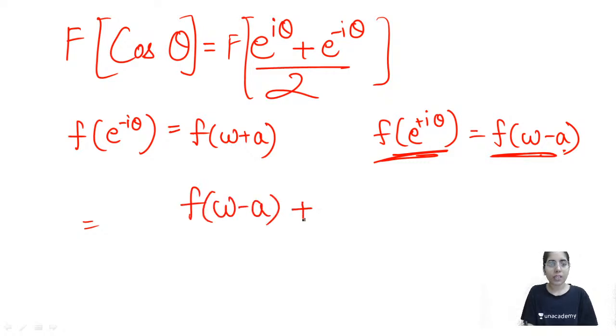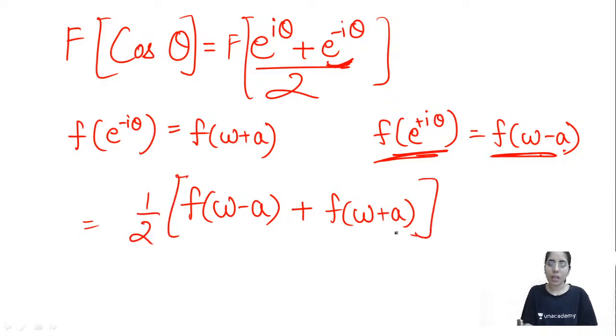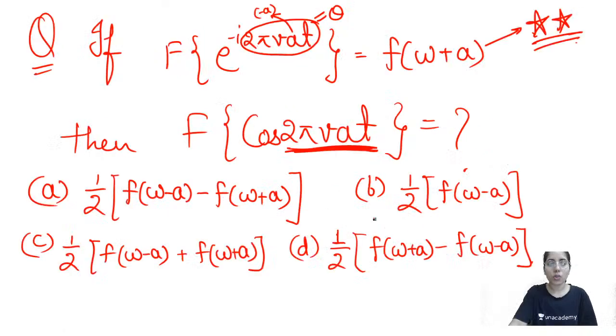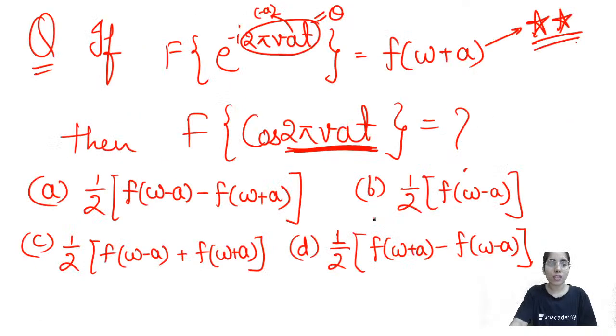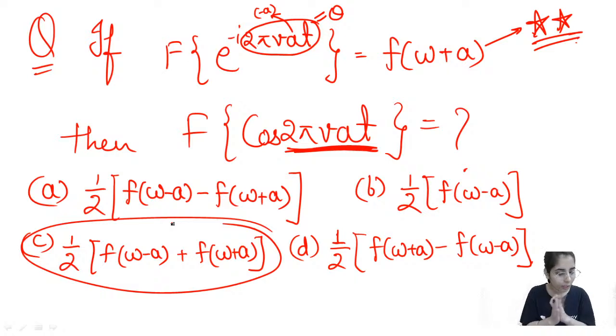Done. And plus, what is the Fourier transform of this term? It will be F omega plus A. Clear? Upon 2. So 1 upon 2, let's take it here. And this is going to be our final answer. So you can see how easy it was to consider, and you can see it's matching with option C. So option C is correct. Any doubt anybody is having in this case? If yes, please let me know.